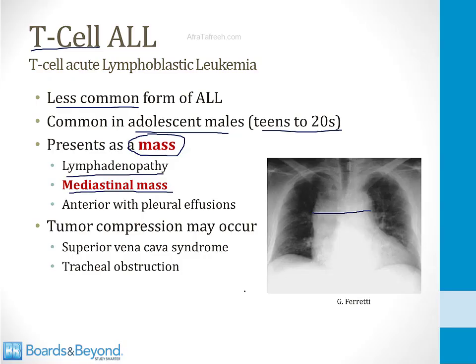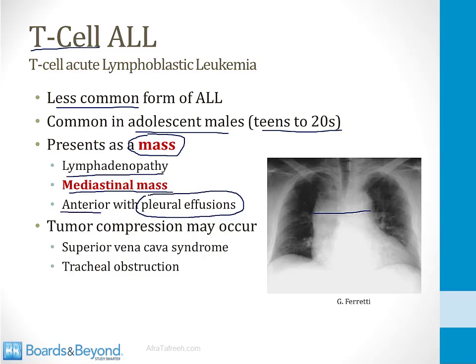One of the reasons for the mediastinal mass and the widened mediastinum is that the thymus is usually involved. And as you know, the thymus is where T cells develop, so it makes sense that it would become enlarged and develop into a mediastinal mass in a child or a young adult who has T-cell ALL. The thymus is an anterior structure, and therefore the mediastinal masses that occur in T-cell ALL are usually anterior, and they're often associated with pleural effusions.